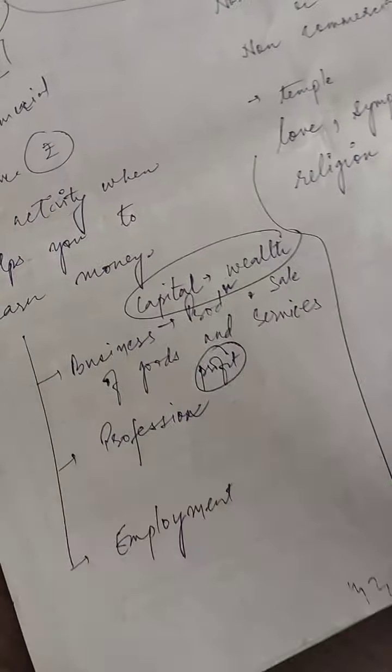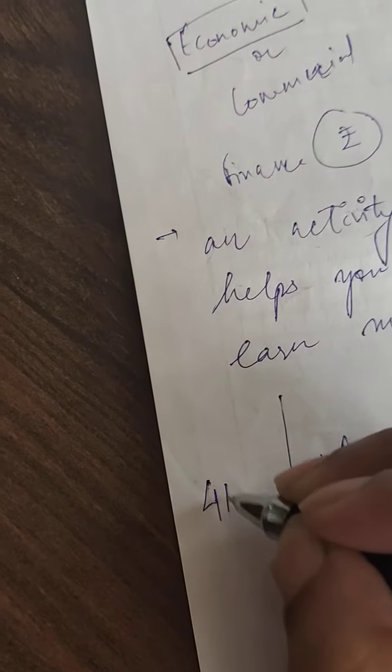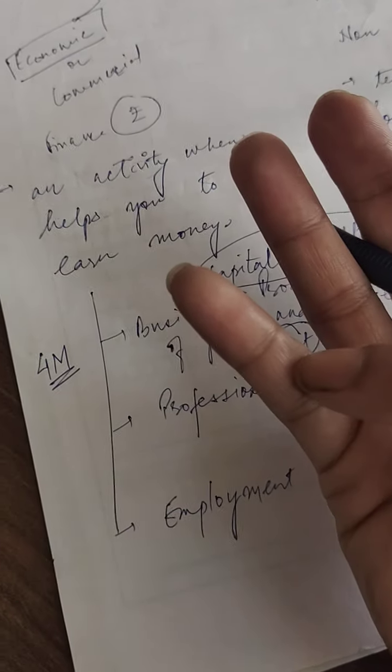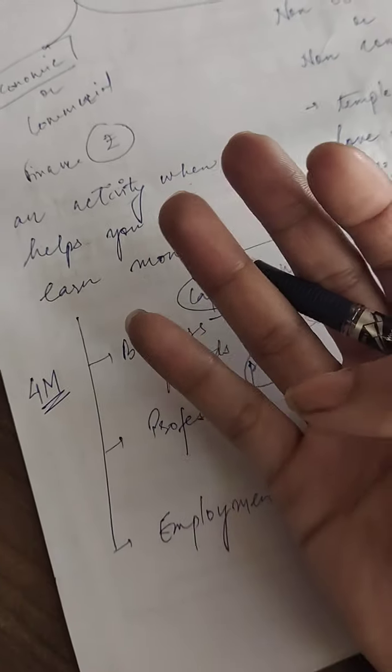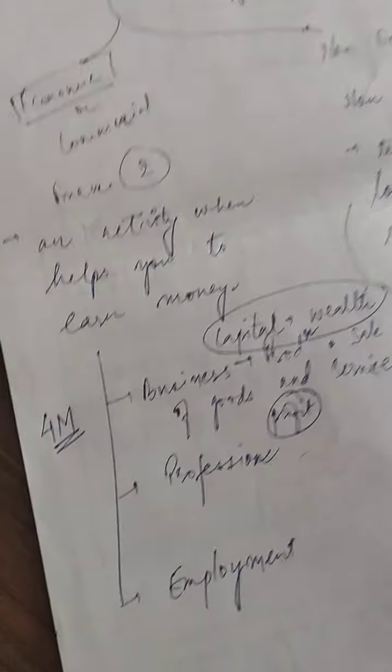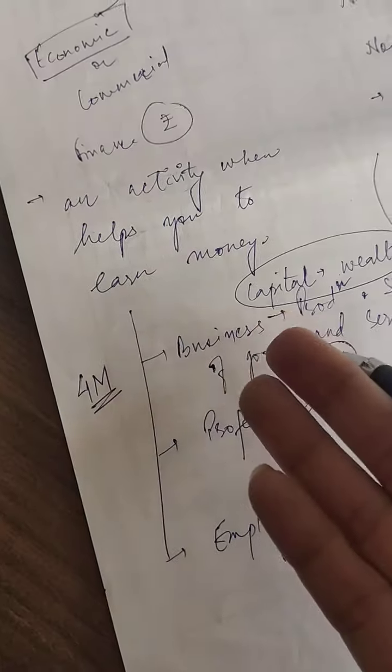Now capital also involves some other things, not only money. There are some 4 M's, right? The 4 M's are what? First M is machines, you use machines. Second, you use manpower, right? And third M is money, the money thing. And the fourth is method. What method you are going to apply for doing a business?